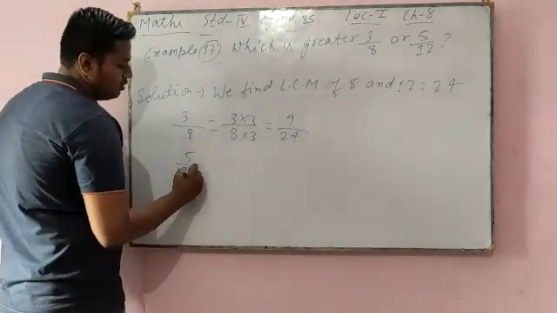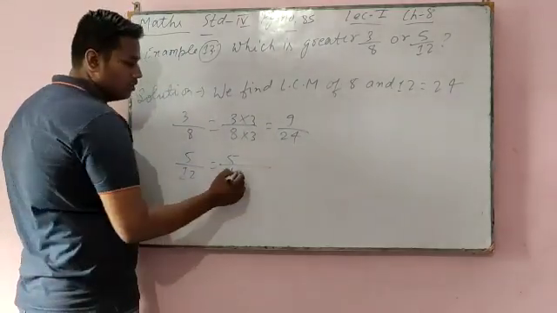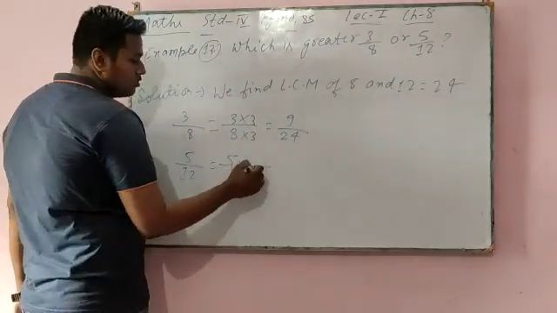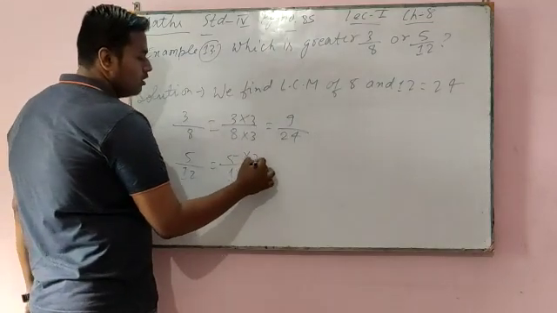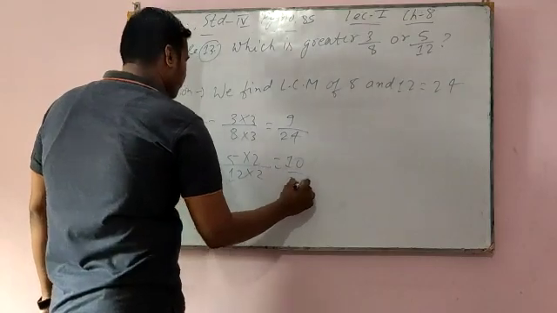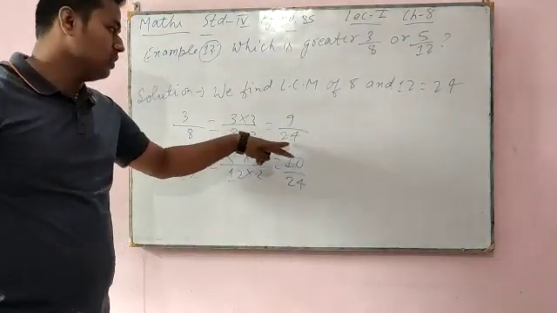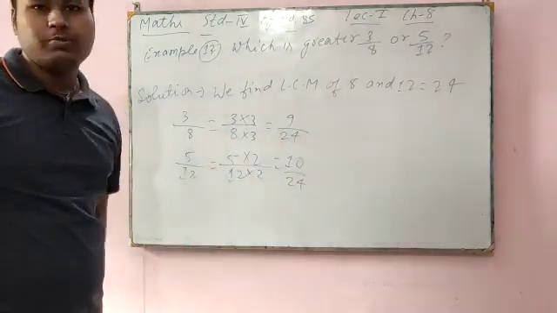Next is 5 by 12. What number will you multiply with 12 so that your denominator comes 24? So with 2 I will multiply. If here you are multiplying with 2, here also you have to multiply by 2. So see, 5 into 2, 10, 12 into 2, 24. Now see, now you can compare, because this denominator is 24 and this denominator is also 24.